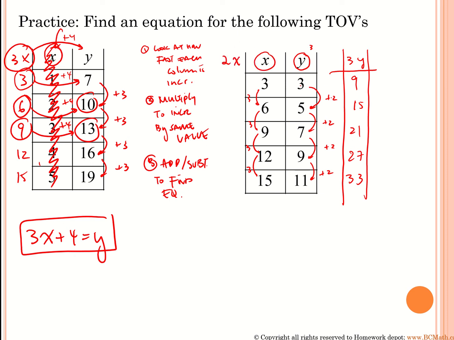And then everything in the x column, I'm going to multiply by 2. The reason why it's 2 is because you look at the other side, it's all increasing by 2, right? So this will become 6, so 3 times 2 is 6, 12, 18, 24, and 30.